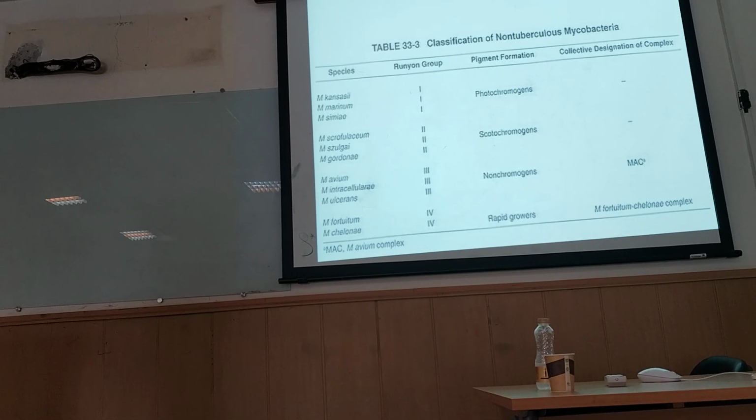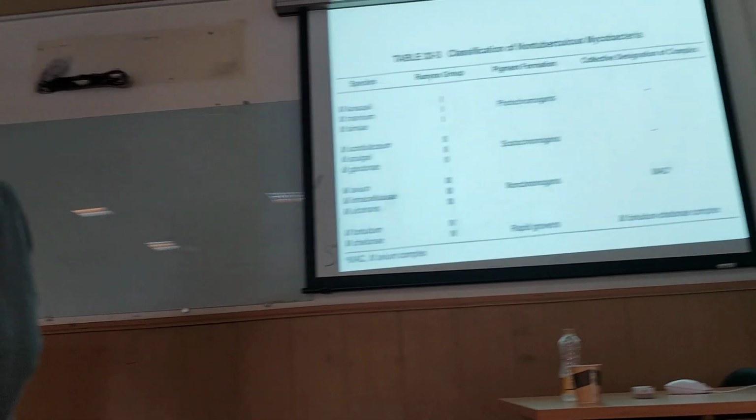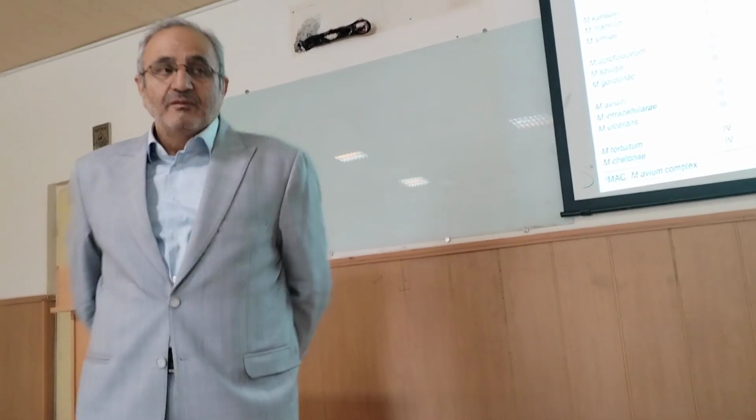If they are not pigmented, then you put them under lights for 2 hours and return them back to the incubators. And the next day or the same day, you check it again. It will be pigmented. Exposure to the light causes photoreactivation of some enzymes. They produce some carotenoid pigment. Carotenoid pigment. We call it photochromogens.